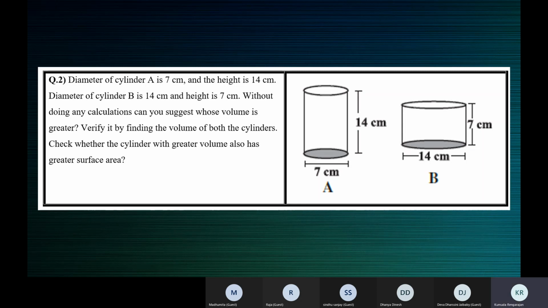Whenever they use the word surface area, it's not given if it is curved or total. So you should always find the total surface area. If it's not mentioned whether curved or total surface area, you should always find the total surface area. Okay, let me ask you again. What is the curved surface area of a cylinder?